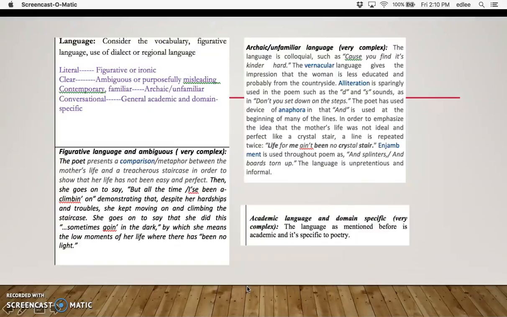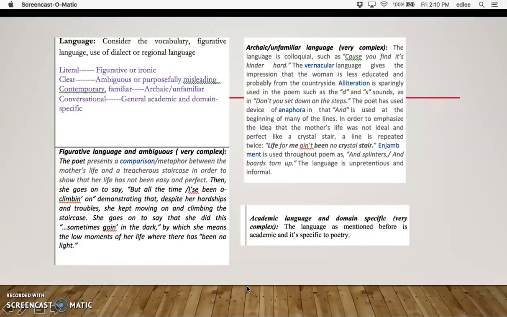There's also a device of anaphora used. Anaphora is when a poet deliberately repeats the first part of a sentence in order to achieve an artistic effect. You see that many times sentences are started with "and," or lines are started with "and." This is to emphasize that the mother's life was not ideal, and that idea keeps being brought back over and over and over again. Again, this could be unfamiliar to students, and this device itself may be unknown.